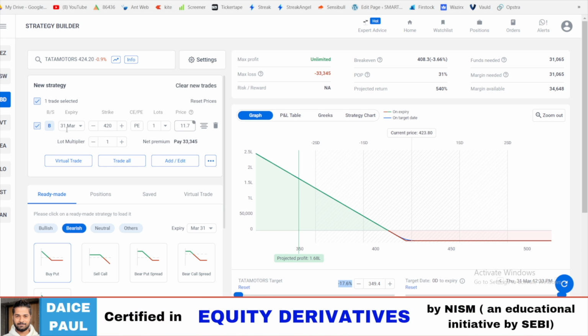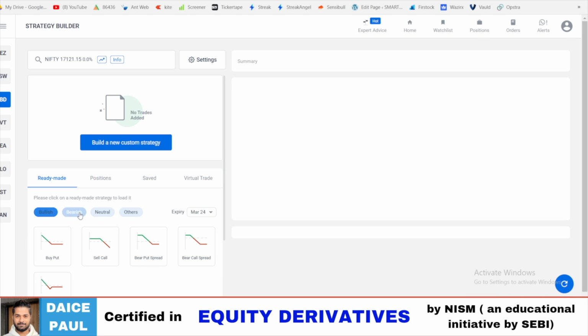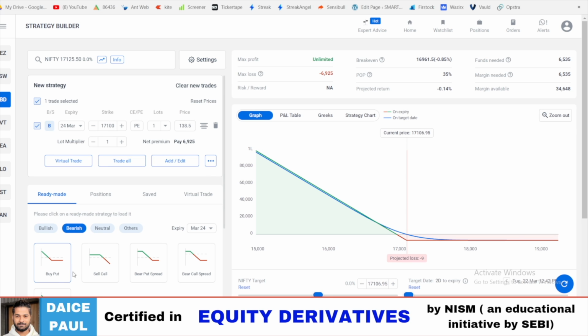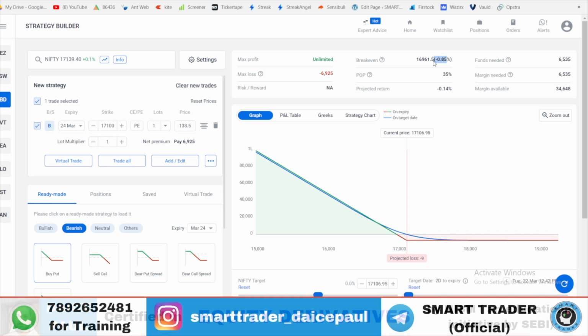31st is the expiry for Tata Motors. Same thing you can do for Nifty also. You can predict Nifty movements for both call and put options. Again, buffer point will come. 0.85% is the buffer because you are giving 138 rupees premium on this particular one. So 16961. So it should go below this value for you to make money.